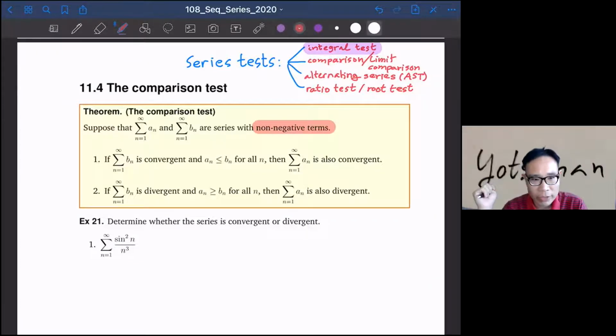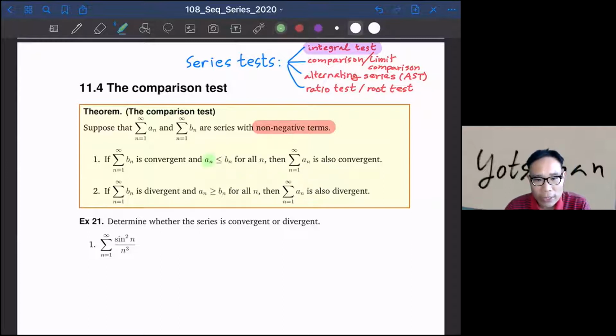So you will not be able to use this test for a series where you know that some terms are negative. Okay. The idea behind the comparison test is this: if you would like to conclude that the series a_n is convergent, so your point is your a_n here.